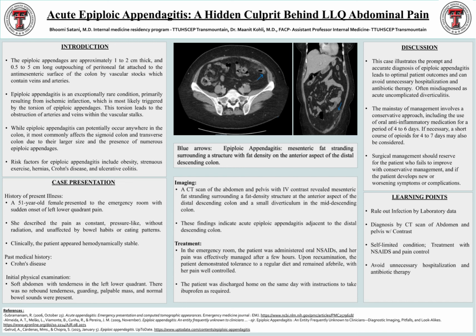On imaging, a CT scan of the abdomen and pelvis with IV contrast revealed mesenteric fat stranding surrounding a fat density structure at the anterior aspect of the distal descending colon and a small diverticulum in the mid-descending colon. These findings indicate acute epiploic appendagitis adjacent to the distal descending colon.